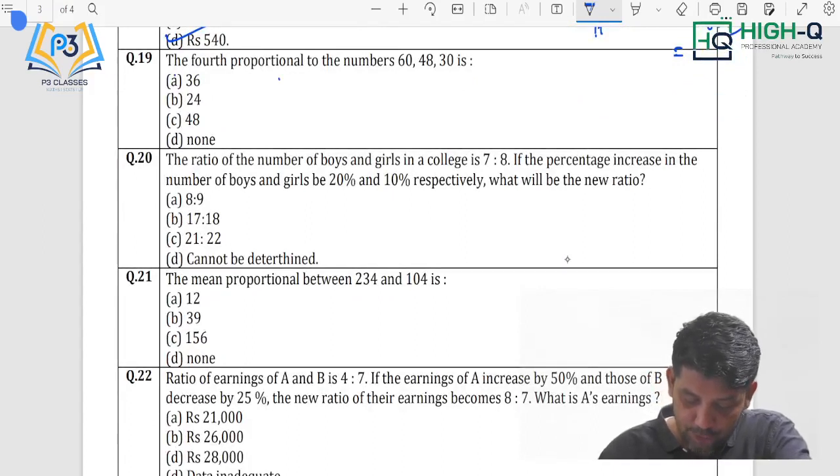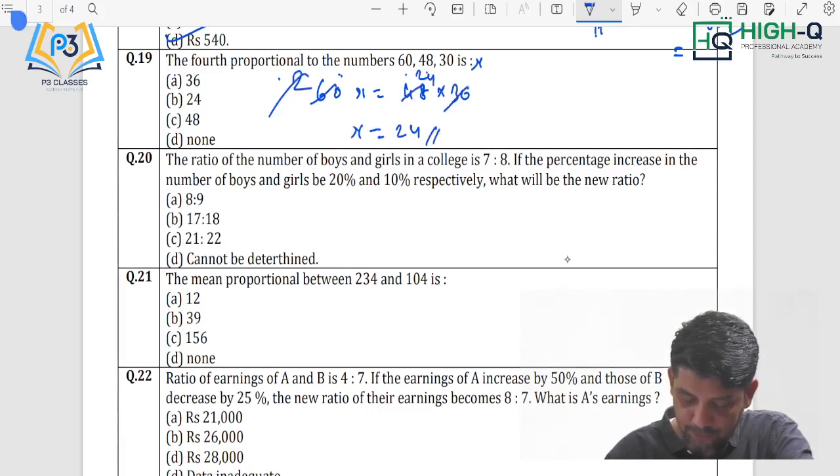Next, the fourth proportional to the numbers 60, 48, 30, take it as x. 60x equals 48 into 30. 2s are, 24s are. Can I say x is equal to 24?